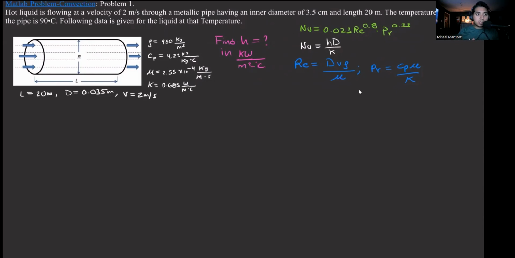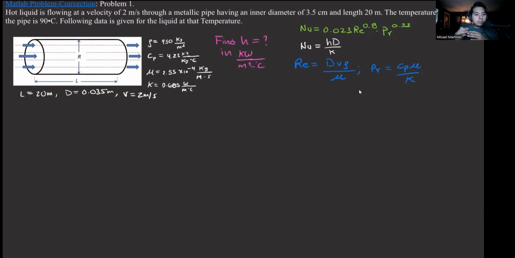For this first problem, a hot liquid is flowing at a velocity of 2 meters per second through a metallic pipe having an inner diameter of 3.5 centimeters and a length of 20 meters. The temperature at the inlet of the pipe is 90 Celsius, and we have the following data. We are asked to find the convection coefficient in kilowatts per meter squared Celsius.